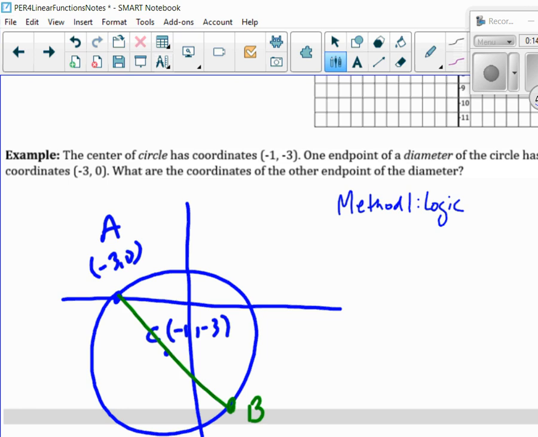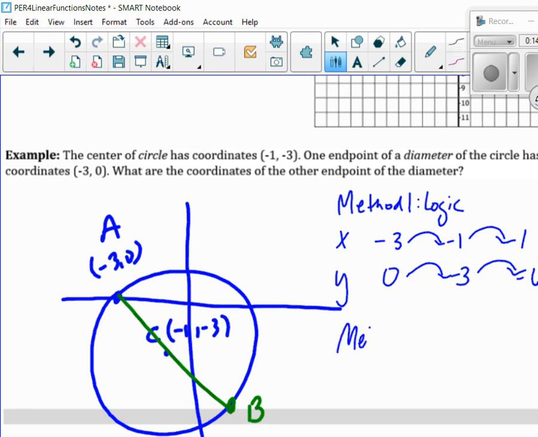So for your x value, you're going from -3 to -1, and that has to be the same distance essentially, right? So then by logic it has to be 1, yeah? And then with the y, you're going from 0 to -3, so then that has to be -6, so then my point has to be 1, -6, right?